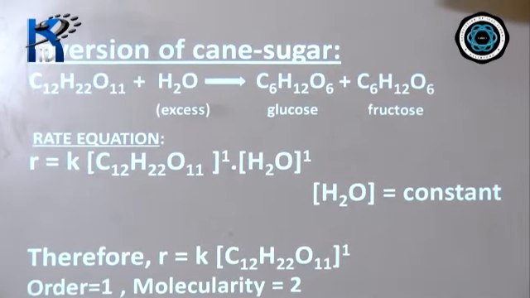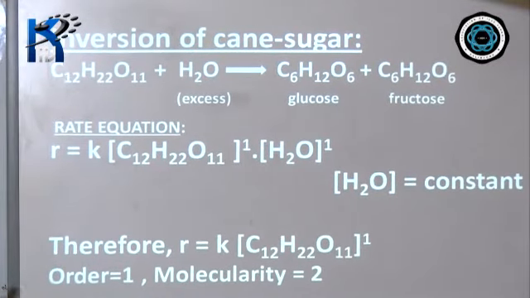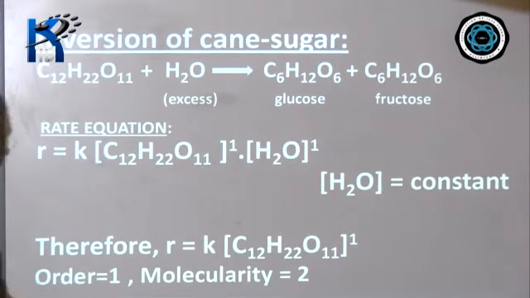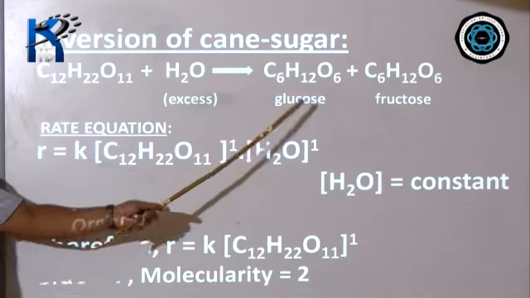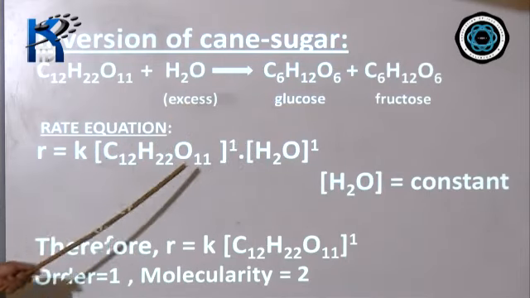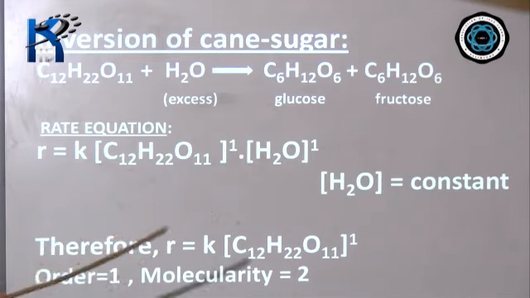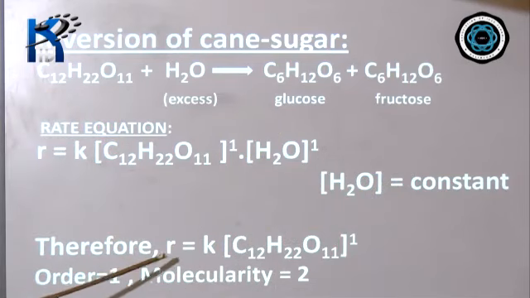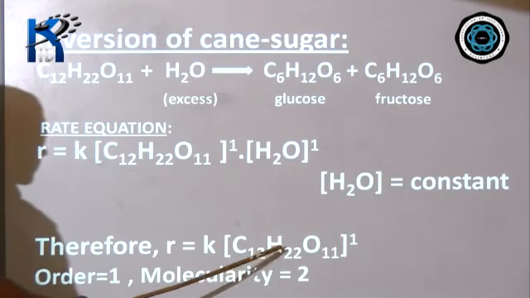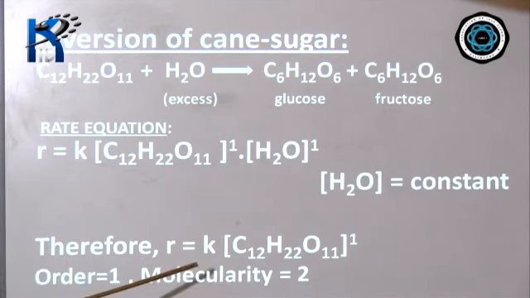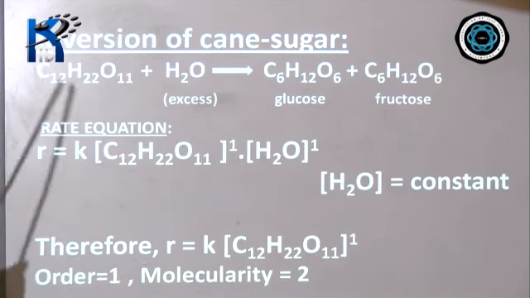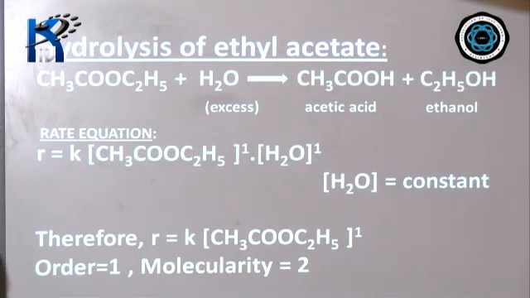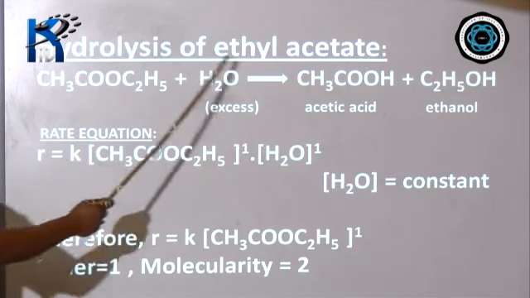Now we'll see another example of it, but before that I'm repeating inversion of cane sugar again. So you can take a screenshot of this for an example of pseudo unimolecular reaction. So sucrose and water react to give you glucose and fructose. Water is present in excess amount, so this will be the rate equation in the beginning. But since the concentration of water will be taken as constant because it is present in excess amount, the rate will depend only upon the reactant which is present in less concentration, and in this example it is sucrose. And since the power is 1, order will be 1, and since the coefficient sum is 2, molecularity will be 2.